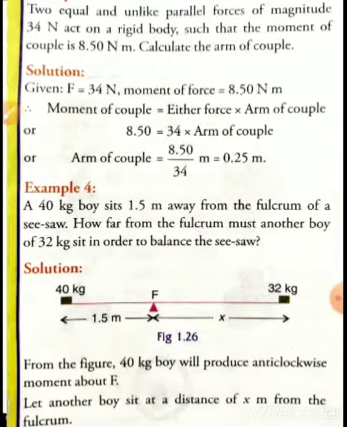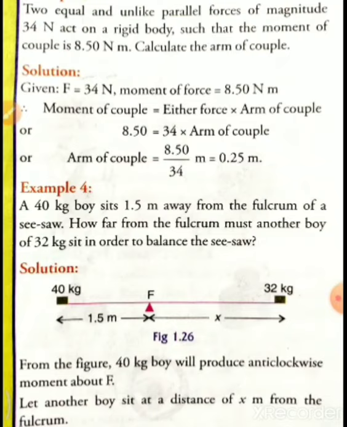So here also we can find out the solution. Okay. So given F is equal to 34 Newton, moment of couple is 8.50 Newton meter, and either force, any one force out of the two forces. Two equal and opposite forces, unlike forces, are given. Yes, so any one force we have to take. So moment of couple is equal to either force into arm of couple. Yes, arm of couple we have to find out.